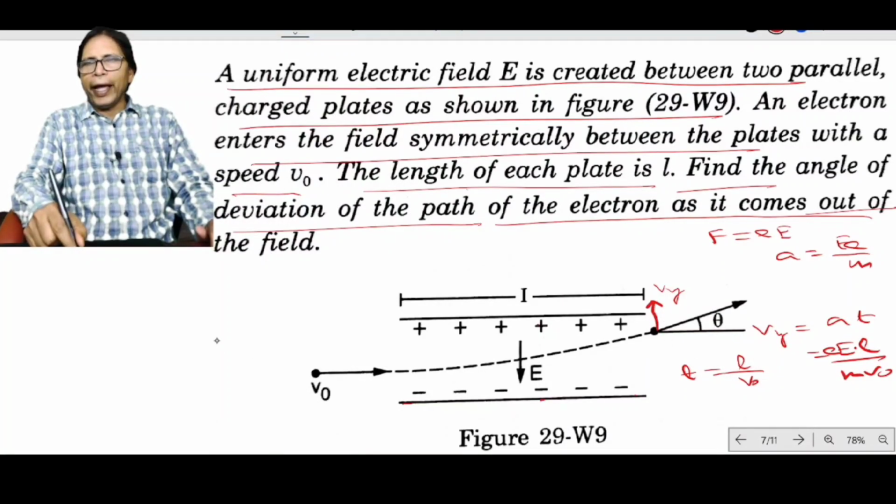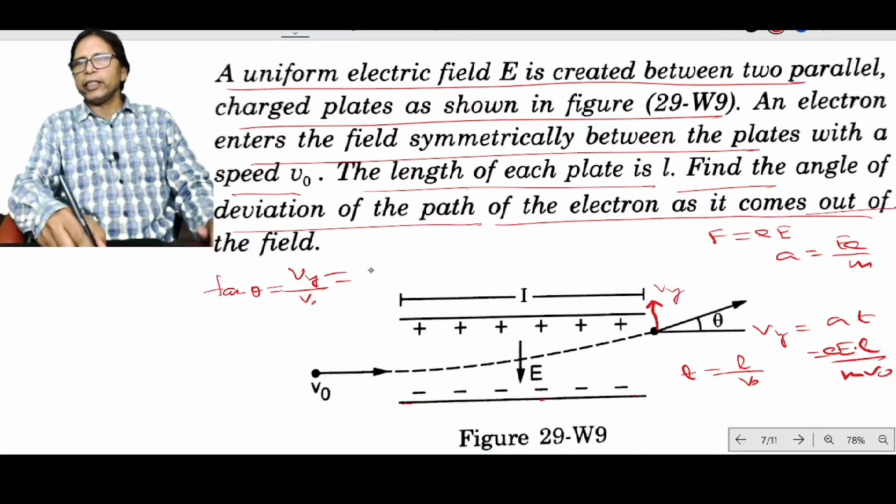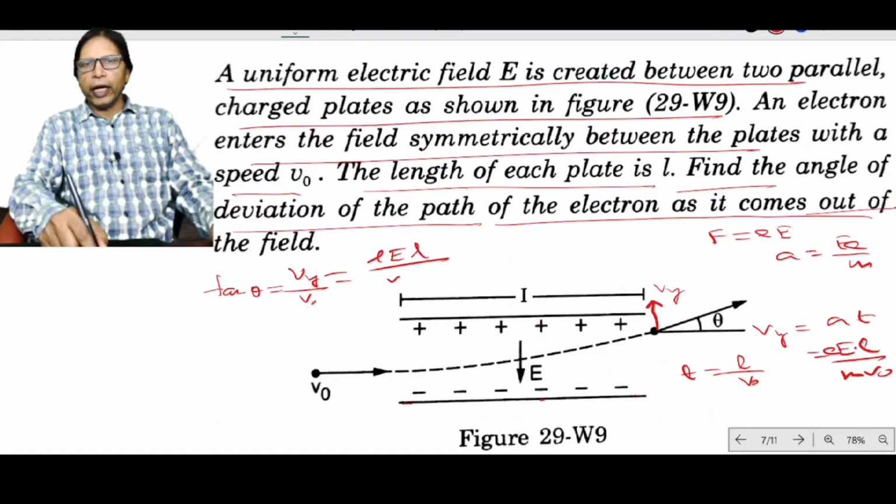Therefore, the angle made by the charged particle with the x-axis is given by tan θ = Vy/v0, which is eEL/mv0², the angle made by the particle with the x-axis.